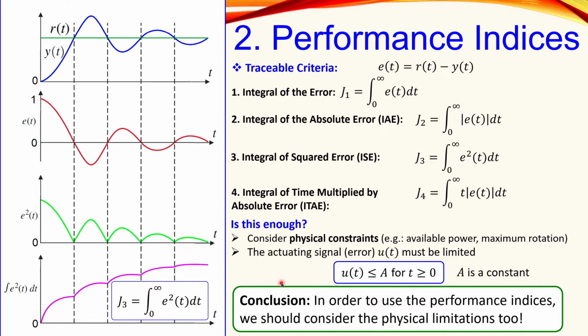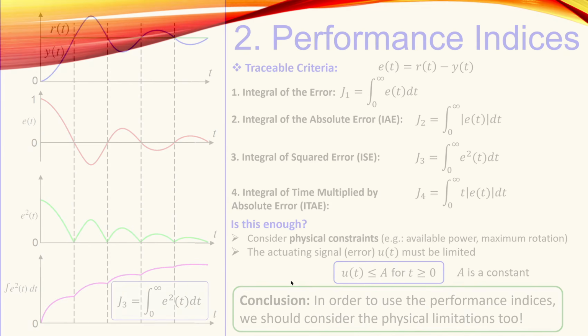Now the conclusion: in order to use the performance indices we have discussed up to now, you should also consider the physical limitations. So don't forget that. Just mentioning these indices without any actuating signal limitation is not enough. It doesn't say anything.